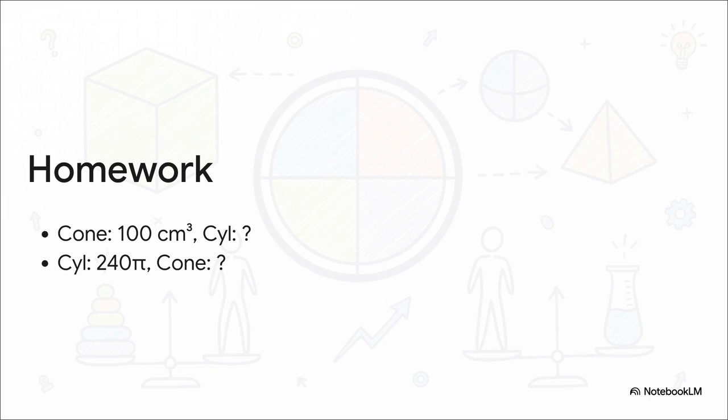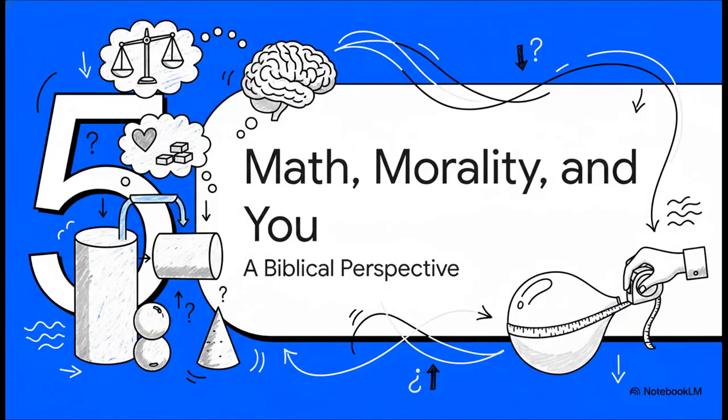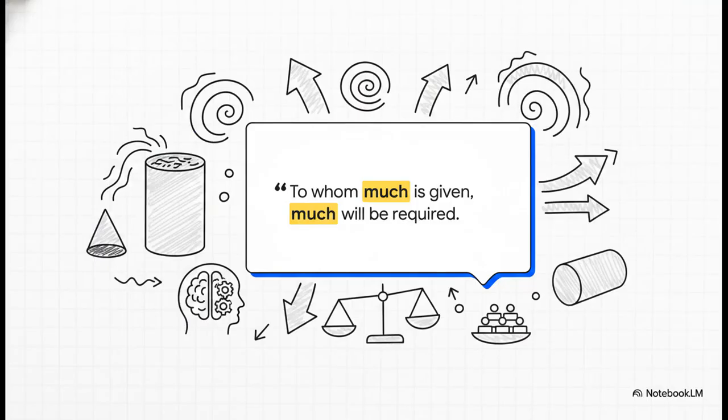Whether you get the cone first or the cylinder first, you've now got the exact mental framework to instantly solve for the other. Finally, let's look at part 5, math, morality, and you. Now, the source material we're looking at today takes this whole concept completely beyond geometry, using it as a metaphor for life. It references the biblical scripture, "To whom much is given, much will be required."